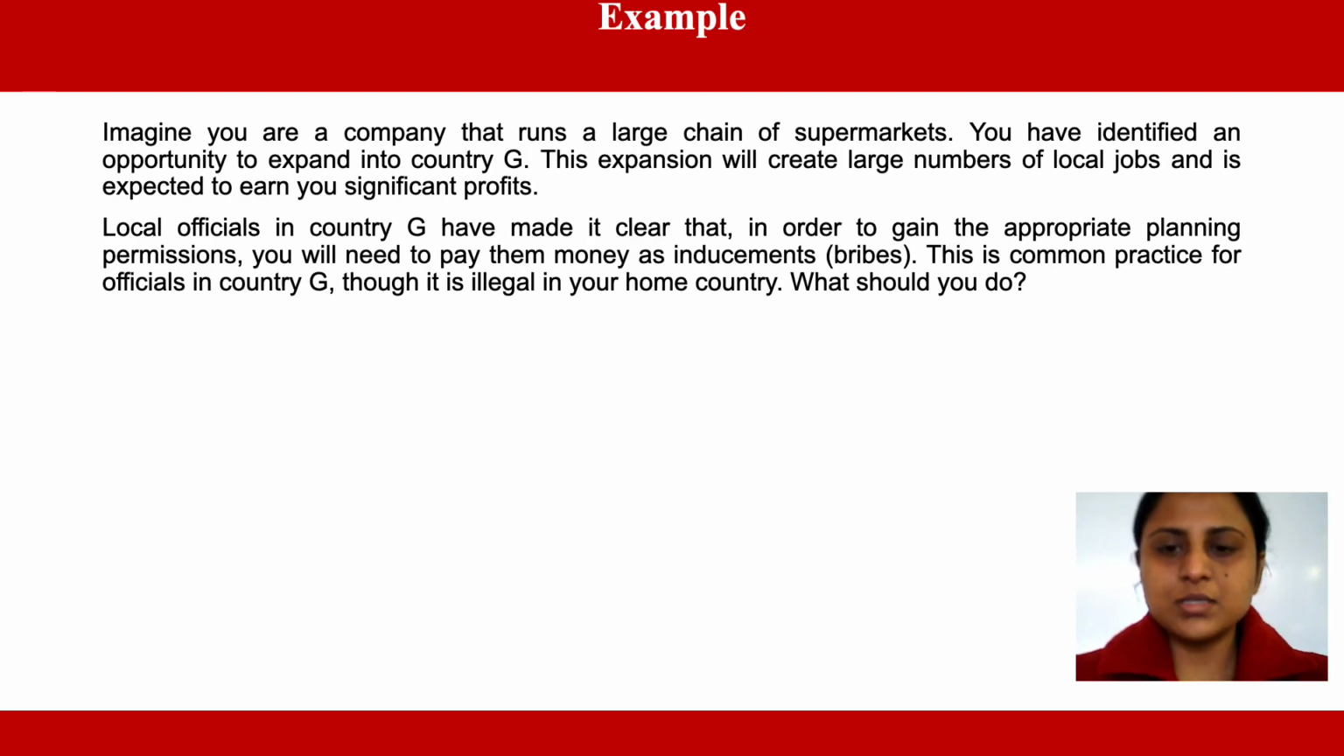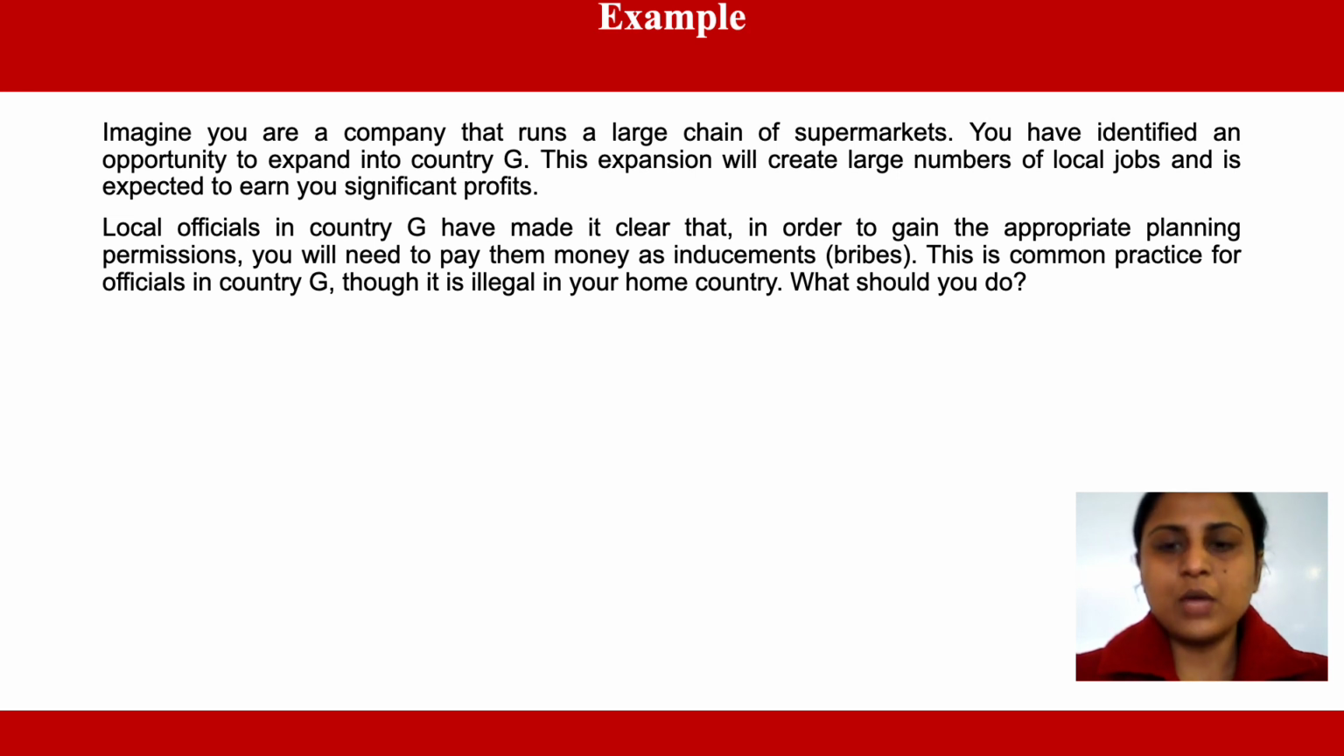Now that we have discussed the different approaches to ethics in business, let's look at its application through an example. Imagine you are a company that runs a large chain of supermarkets and you have identified an opportunity to expand into a new country, let's say country X. This expansion will create a large number of local jobs and is also expected to earn you significant profits.